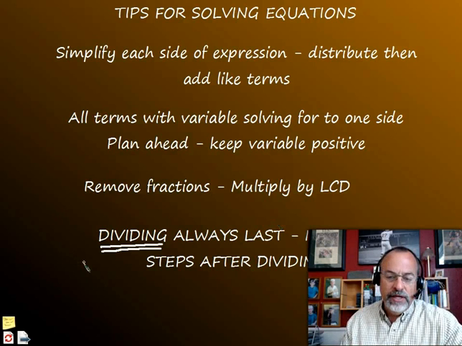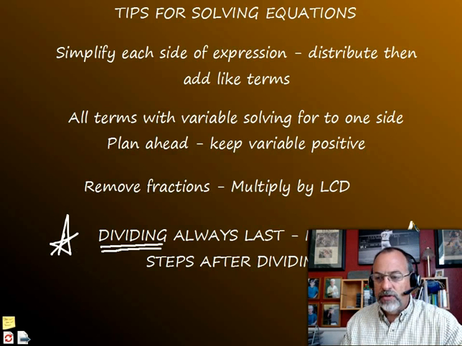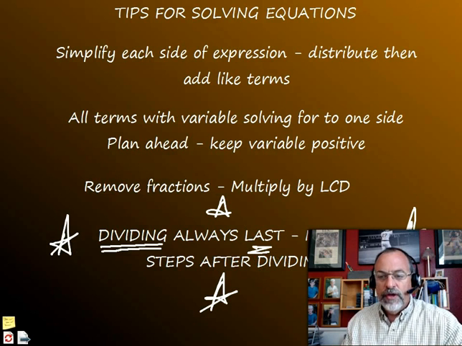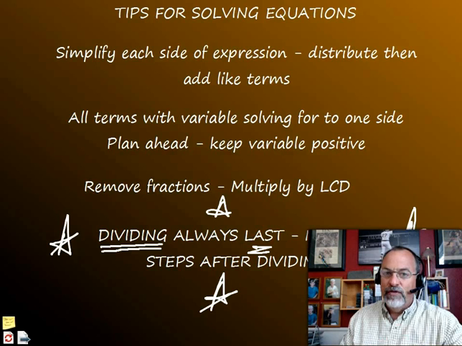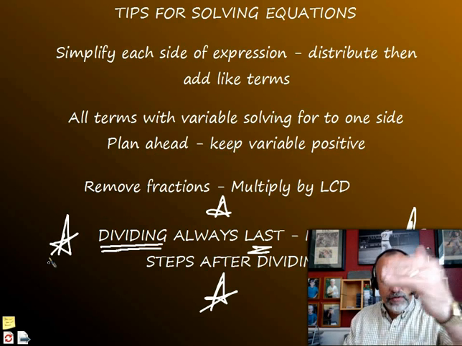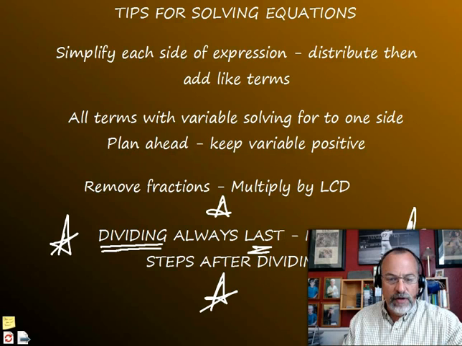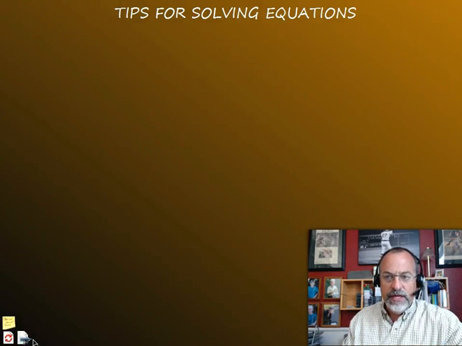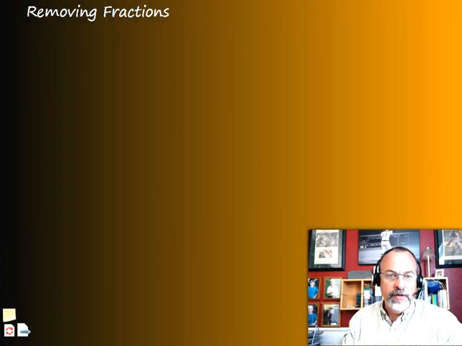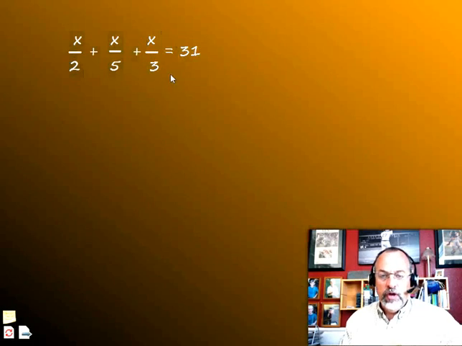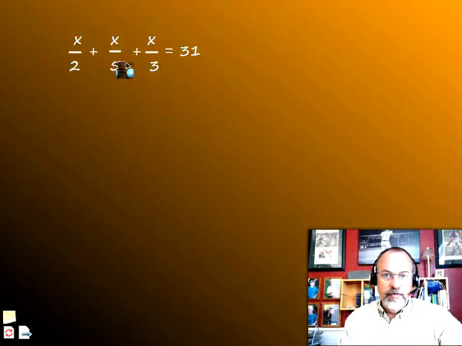So please, please, please take special note of this. Dividing will always be the last thing you do. If you find yourself doing more steps after you've divided, you might as well just stop, because you're doing it wrong, okay? You're not going to end up well. So dividing will always be the last step. So if you follow these 4 steps, then solving equations should be pretty easy for you, and you should be pretty good at this. Okay, I'm going to do one equation really quickly with removing fractions so you kind of see what I mean.